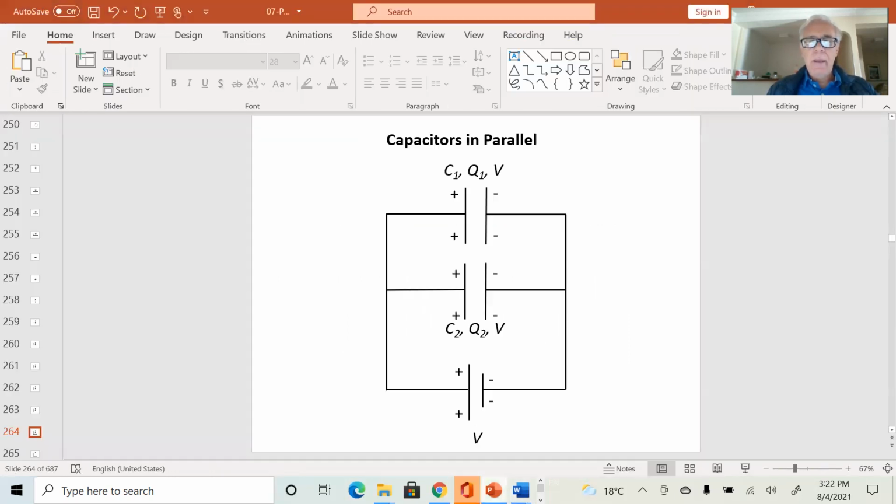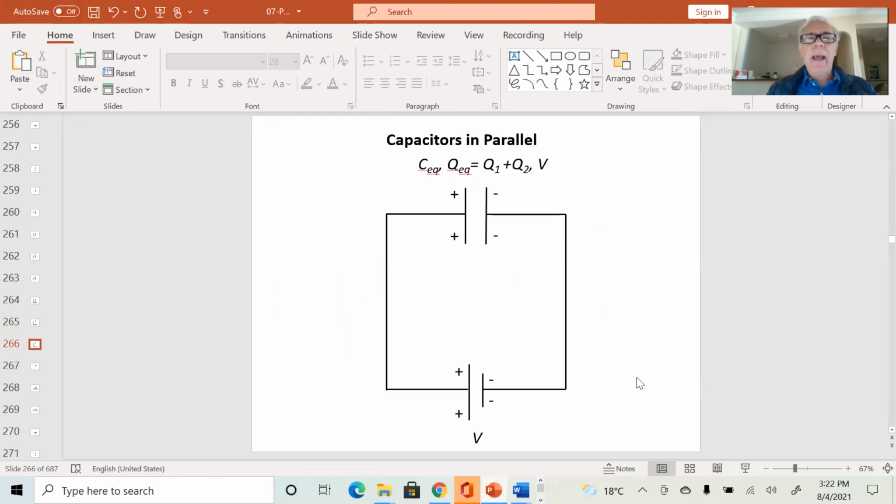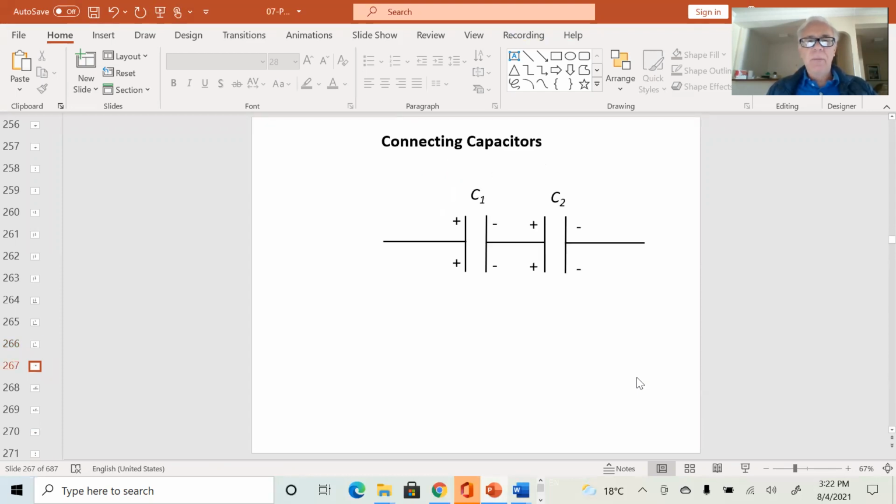Let me show you the next one. Here, the equivalent charge is Q1 plus Q2. We combine those two capacitors into a single one, and the equivalent charge is going to be Q1 plus Q2, just like you get the same relation for the current with an equivalent resistor.